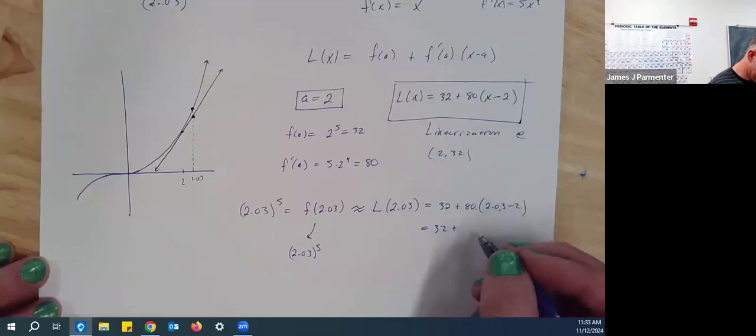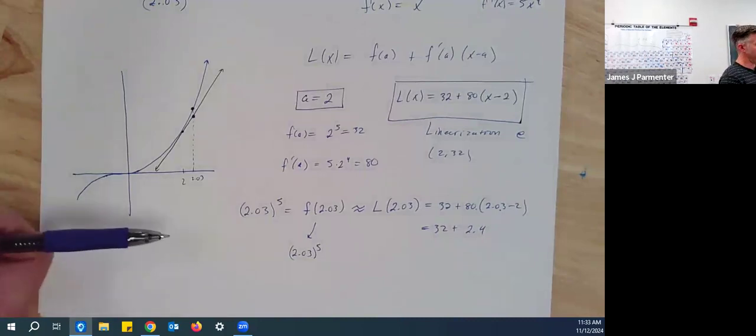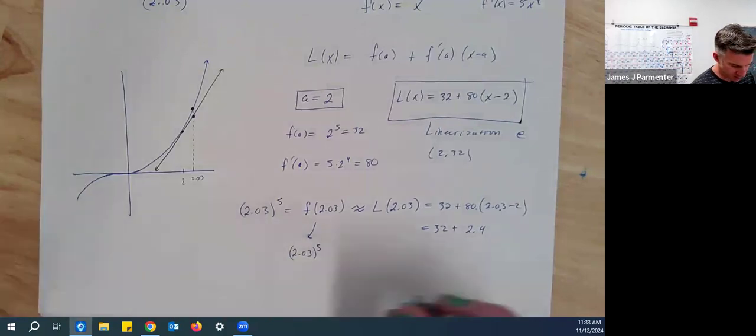Yeah, 2.4, right? It shouldn't be two. Just thinking about it logically, if it was 24, 32 plus 24 is far away from 32. 2.03 to the fifth should probably be pretty close to 32. So yeah, 2.4 here seems reasonable.